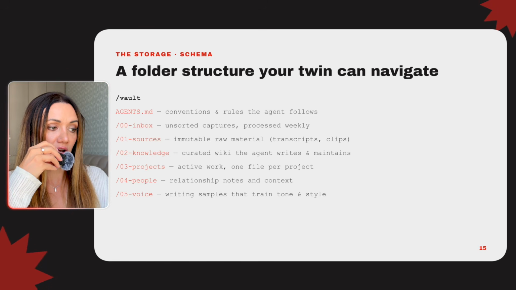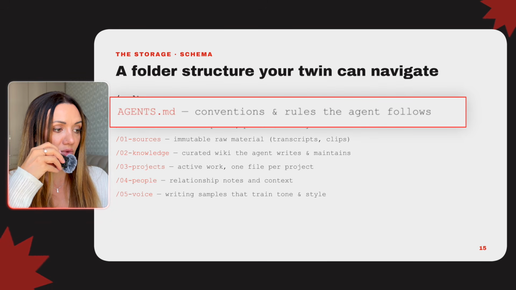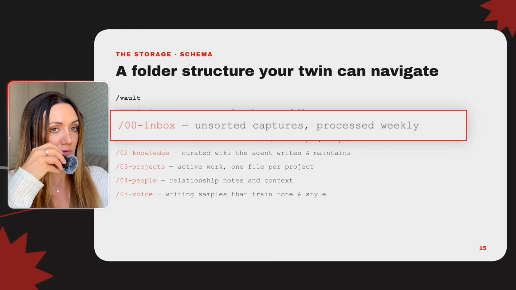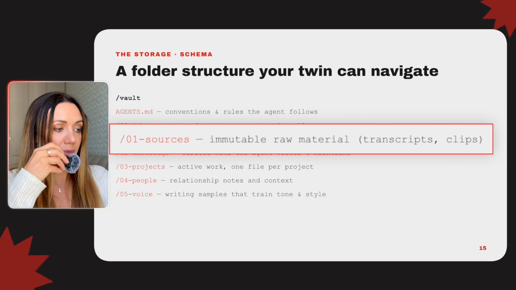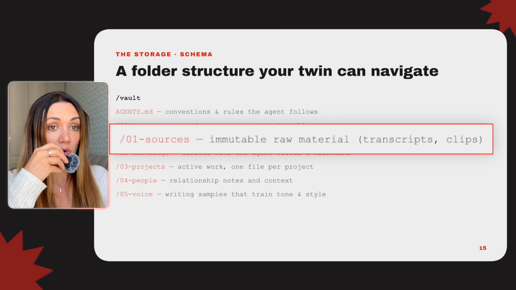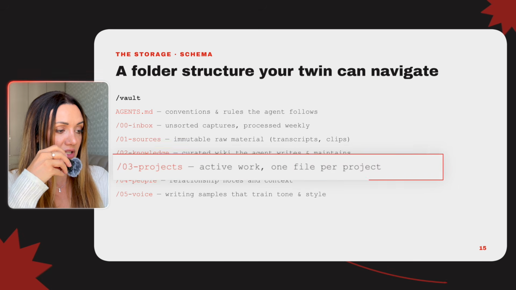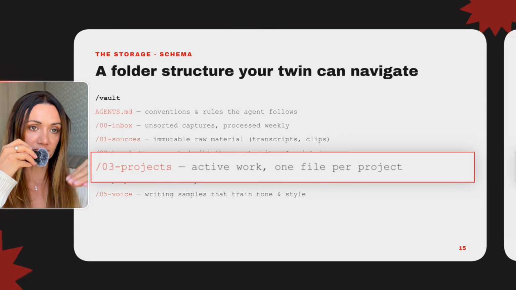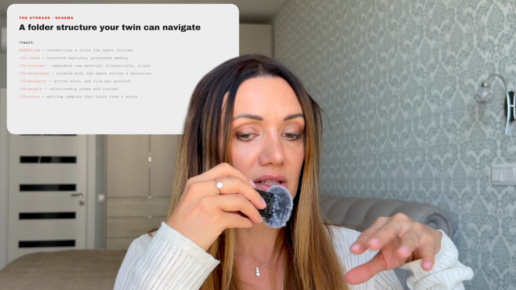Here's a folder structure for your twin to navigate easily. You start with the agents markdown, which gives the rules of how this agent should operate. Then you go into the inbox, which is processed weekly, etc. Then the source, right? All these different documents that you want to dump in there, and you might also swap them from time to time. Curated wiki, which the agent writes and maintains. The next one is projects, active work, one file per project. Just like in Claude, you see different projects. This is what we mean. We want to separate each one by topic so that it doesn't get confused.